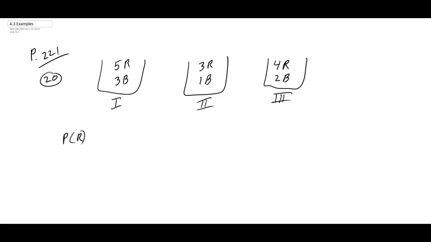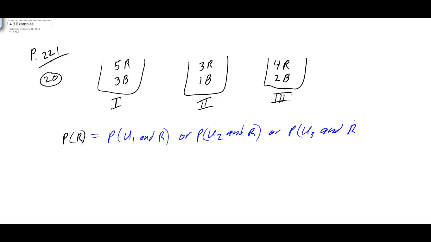So we're looking at randomly selecting an urn, and we want to then know what's the probability it's going to be red. So that means we need to look at the probability of urn 1 and it is red, or the probability of urn 2 and red, or the probability of urn 3 and that it is red.